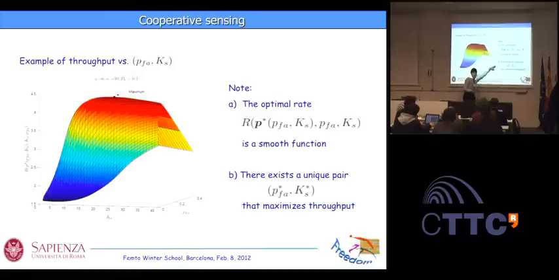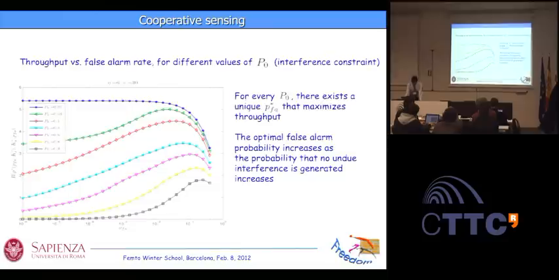The same happens in the other direction, along the false alarm probability, if you think about it. So, in a sense, this is intuitively explainable. Mathematically, it's more difficult to handle.